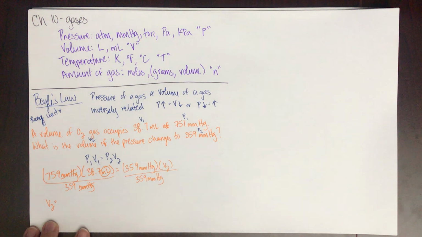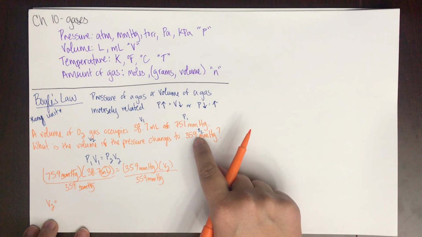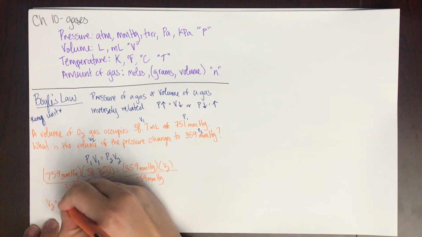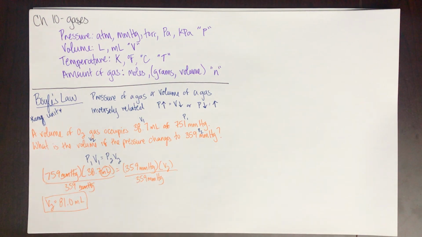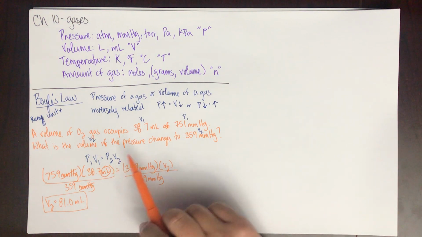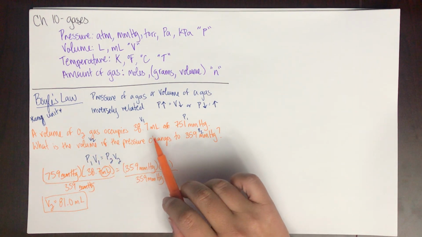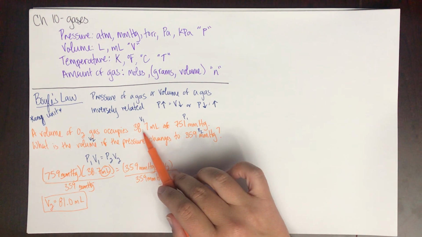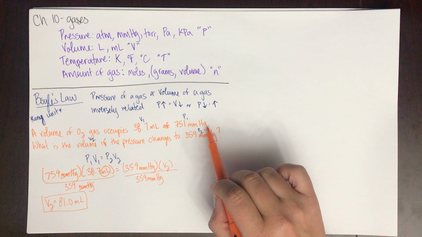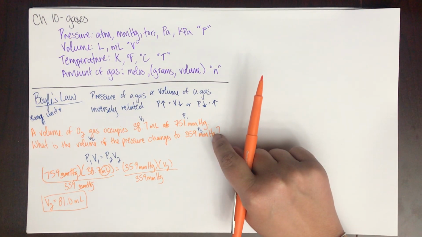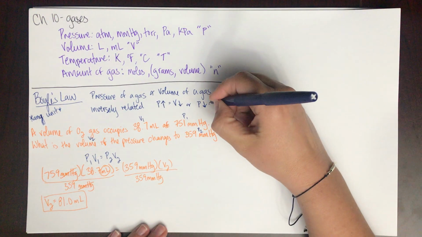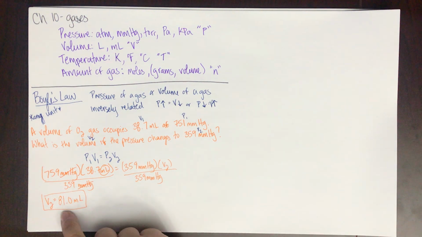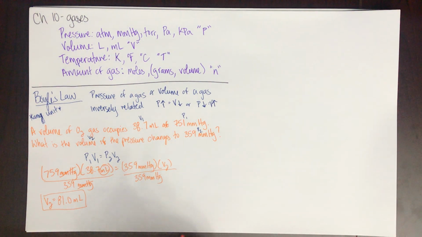Your answer should have 3 significant figures because all of the numbers in your problem have 3 significant figures. You should get 81.0 milliliters. That's the final volume. So let's think about if this makes sense, because what we just said is that the volume of the gas was 38.7 at a pressure of 751 millimeters of mercury. The pressure is decreasing. So I just said if pressure decreases, that means volume should increase. And 81 is a bigger number than 38.7. So this number does make sense.